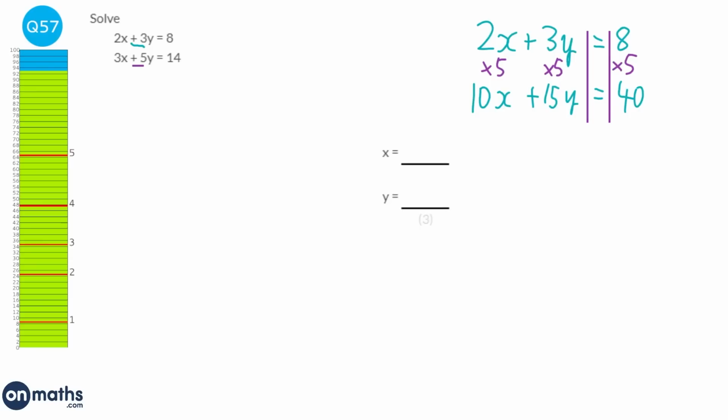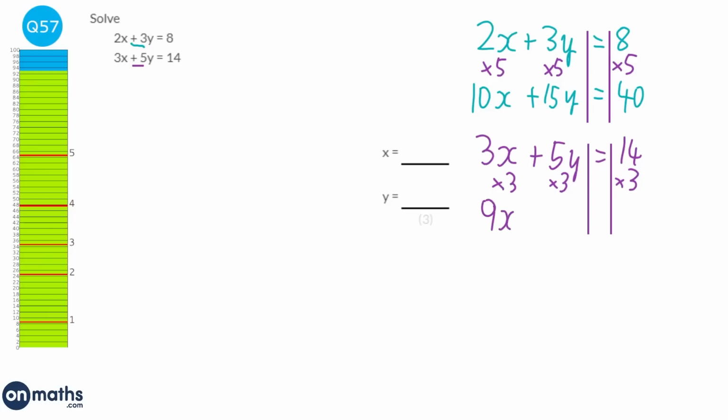And we're going to do exactly the same thing with the second equation. So we've got 3x plus 5y equals 14. Get our lines in. This time we're going to times everything by 3, because 5 times 3 is 15. So that's going to be 9x plus 15y equals, and then 14 times 3, which is 42.